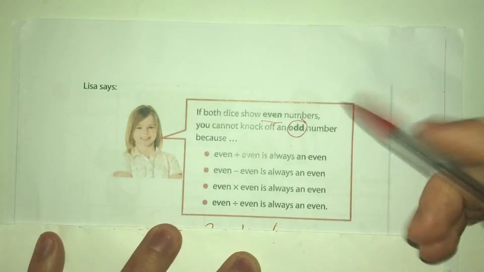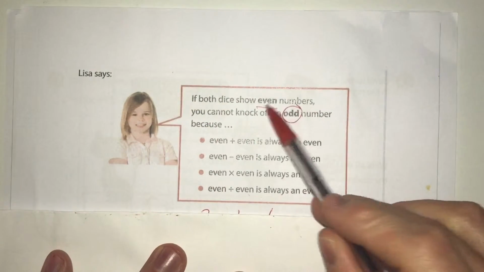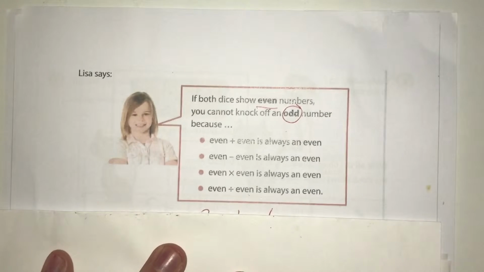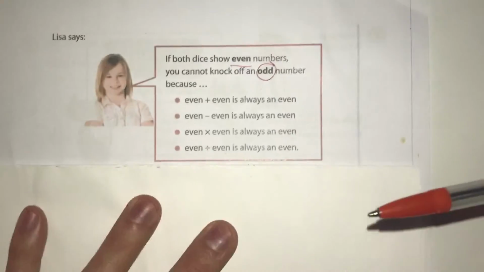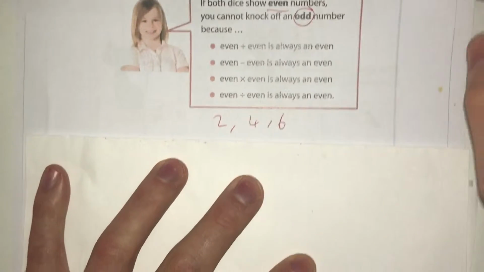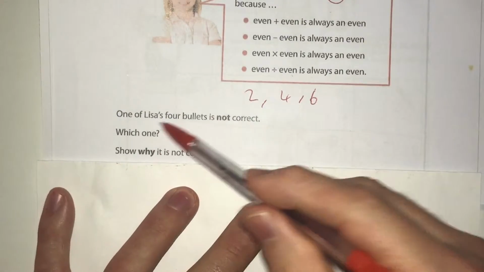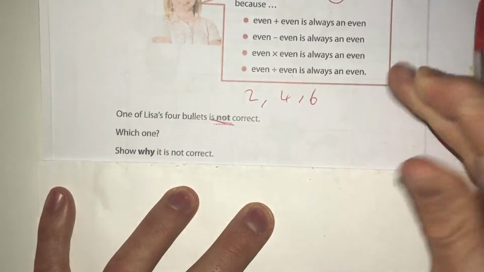Okay, on to Lisa. So, Lisa says, if both dice show even numbers, you cannot knock off an odd. So the only way we can test this now is by choosing even numbers. So what are our even numbers? 2, 4 and 6. They're the only ones we can have. So I'm going to use them now below. So one of these is not correct. Let's find out which one by using these.